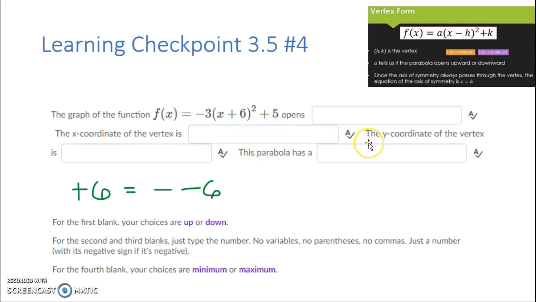The y-coordinate of your vertex is going to be this K, or the number that hangs on to the end of your equation. So come and look at your equation, figure out which number is hanging on the end, and type it into the third blank. And then this parabola has a blank. Well, your hint for that one says, for the fourth blank, your choices are minimum or maximum. So based off of your answer for the first blank, you'll be able to answer the last blank. If your parabola opens up, you have a minimum point. If your parabola opens down, you'll have a maximum point.